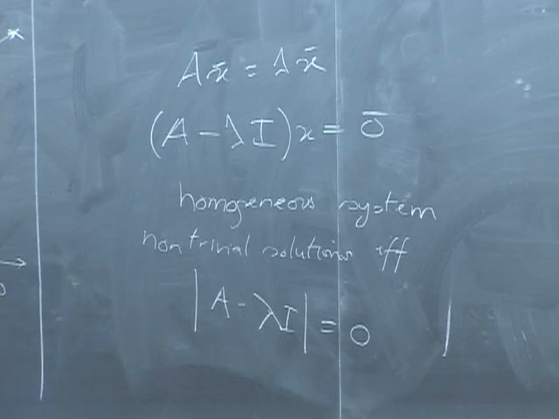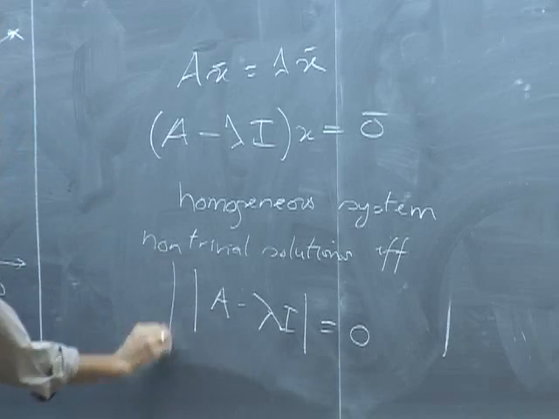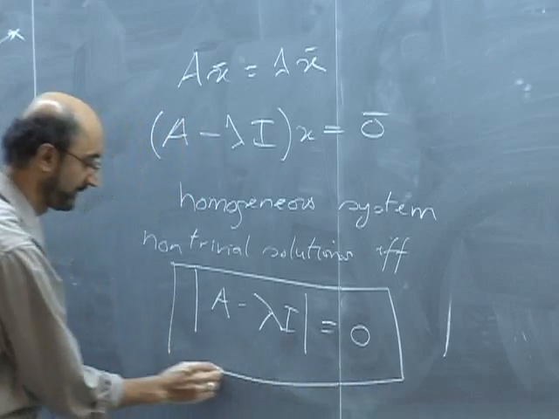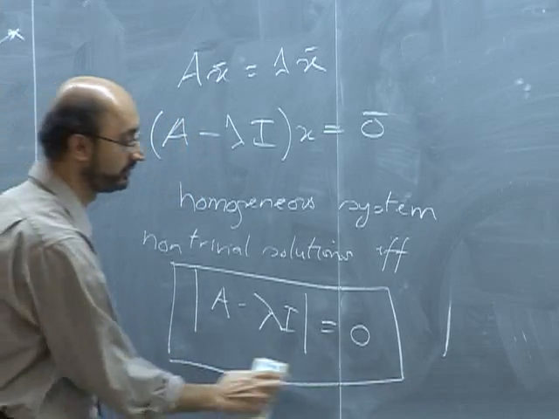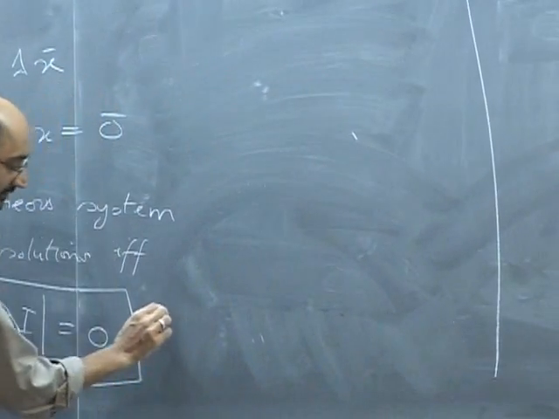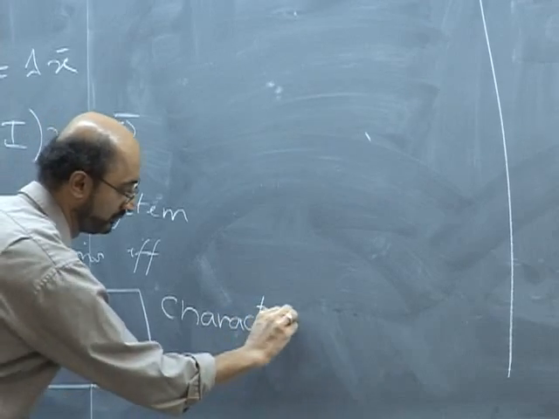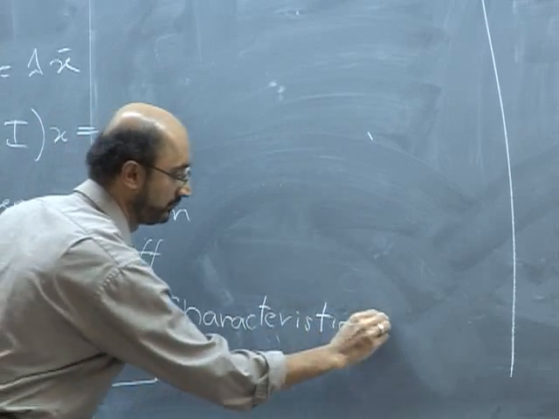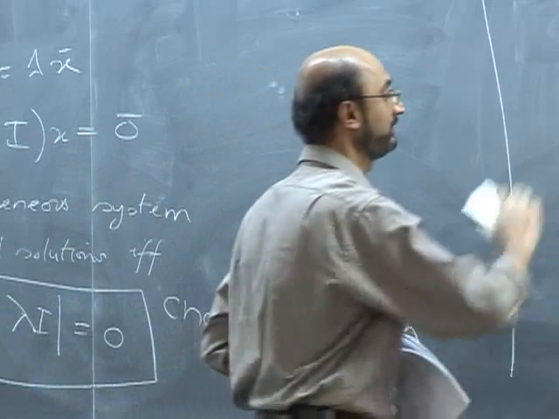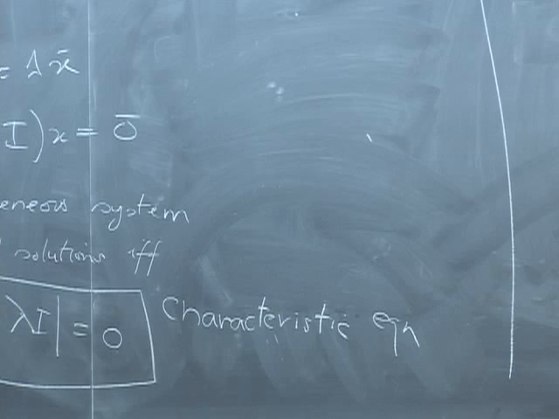So this summarizes the example, and the logic is quite straightforward. This equation is very, very important: the determinant of A minus lambda I equals 0. And this is given a specific name. It's called the characteristic equation of the matrix A: determinant of A minus lambda I equals 0.